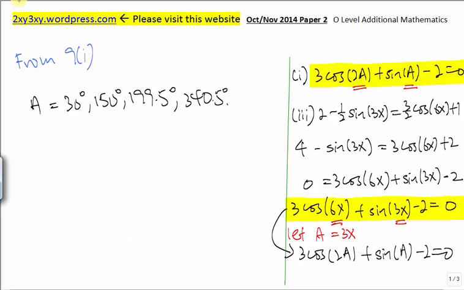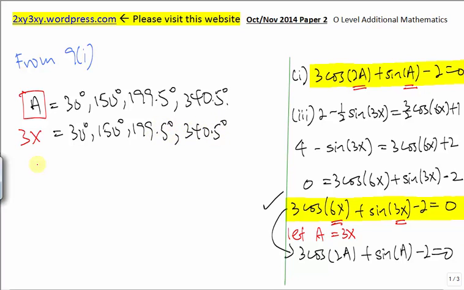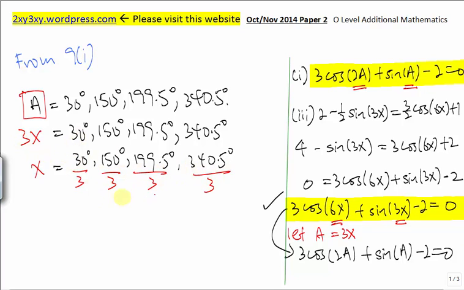Okay, let me demonstrate. From part 1, we have solved for a in this equation, and the values of a we obtained are all these values here. Now to solve for this, we replace the a here by 3x. All these values remain unchanged. And to solve for x, every angle here we are going to divide by 3. We are moving the 3 to this side. And this solution will be the solution for this equation here.